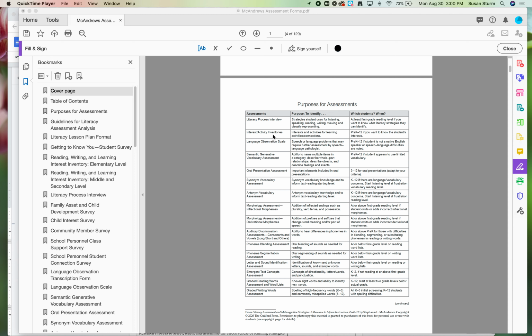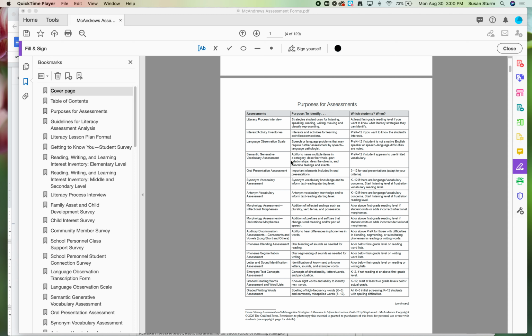We're not going to cover the literacy process interview or the interest activity inventories. That was all the focus of our previous work for the student inventory assignment. So we're going to start here with the language observation scale. And you can see the purpose and the age range for this assessment. Then you've got the semantic generative vocabulary assessment. This again is good for pre-K to 12. You can see the purpose of this assessment.